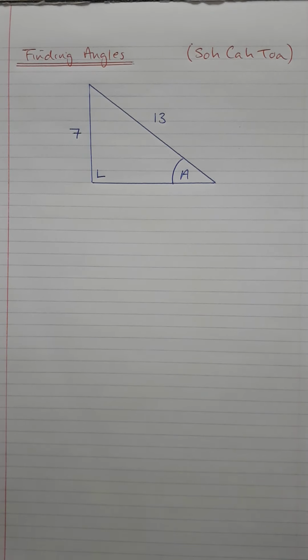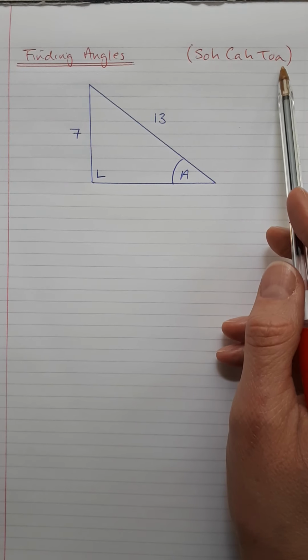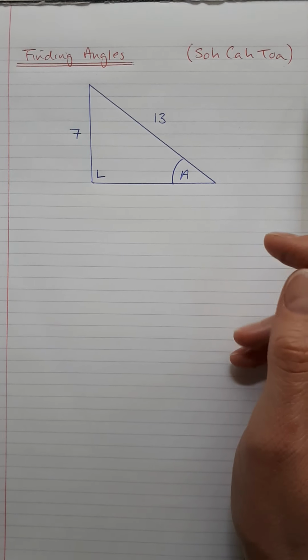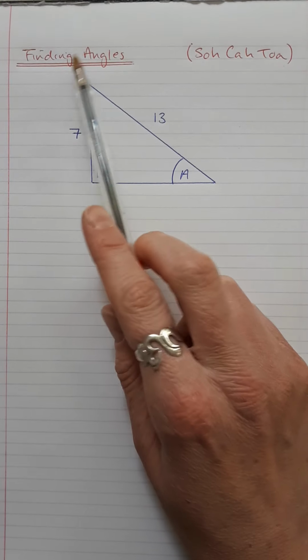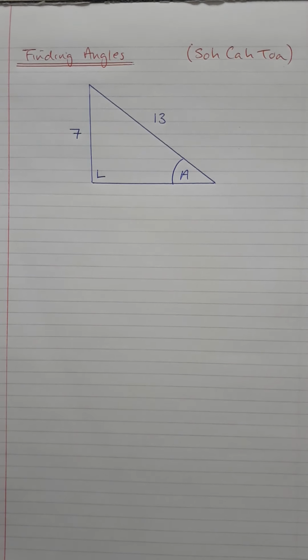So yesterday you were using SohCahToa to find a side because you didn't have enough information to use Pythagoras. Now we're going to use SohCahToa to find an angle. I'm only going to do one example of it, so just make sure that you're taking into account the important details. So the first thing is that you would label your sides.